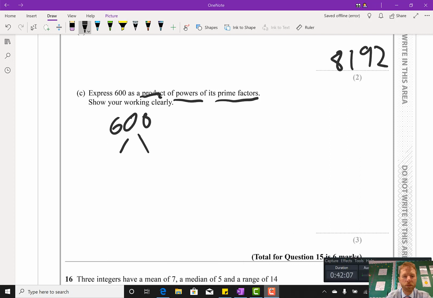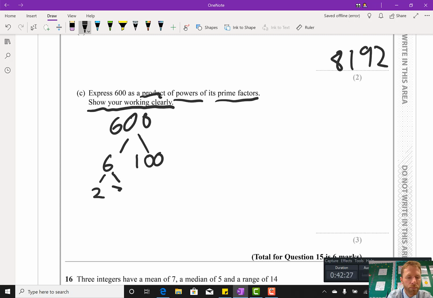Now it says here, show your working clearly. Don't do it on the calculator, you've got to show your working clearly. So, factor pair of 600, I'm going to go for 6 and 100 because they multiply to make 600. 6 is not a prime number, so we're going to split that up.